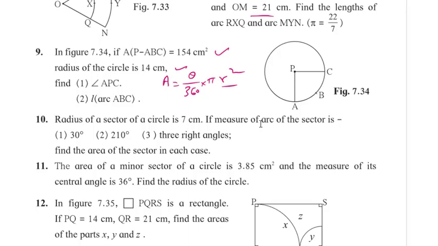So theta is equal to area into 360 upon pi r square. We simplify, we get value of theta. Once we know value of theta, length of arc is easy to find. It is theta upon 360 into 2 pi r.